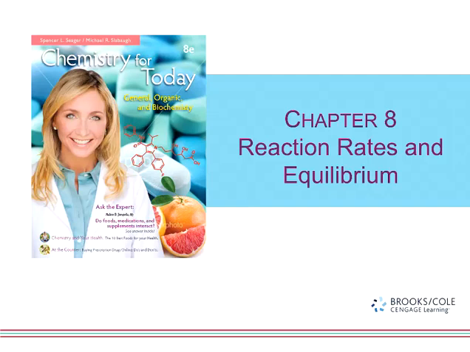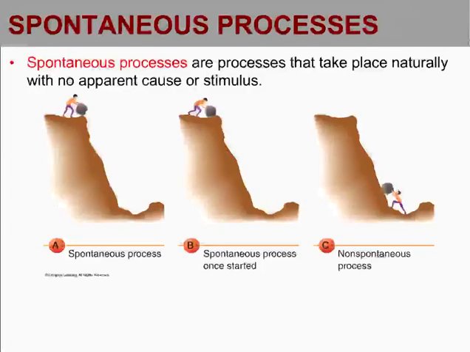Hi everyone. Today we're going to start chapter 8, which is all about reaction rates and something called equilibrium. So first we're going to discuss spontaneous processes. In chemistry, some reactions occur spontaneously, so they don't need any outside help like heat or energy. And then some processes are non-spontaneous. So some reactions you do have to add heat or energy from some source.